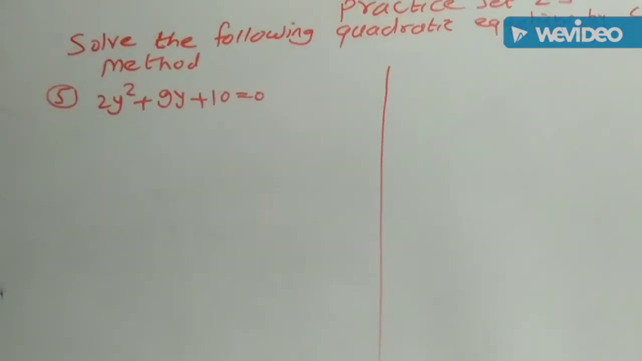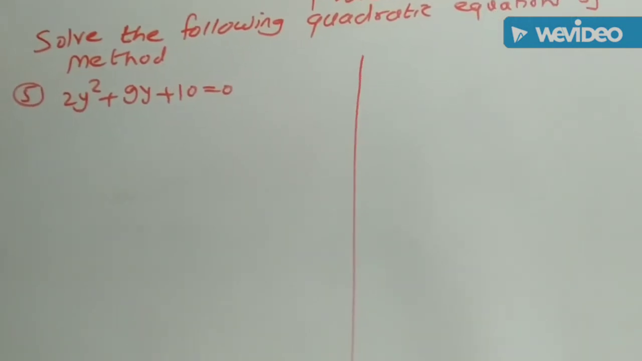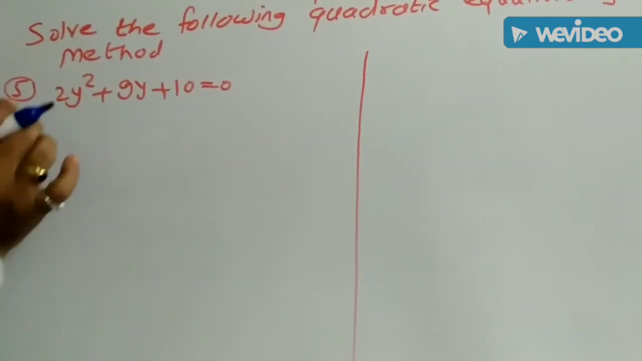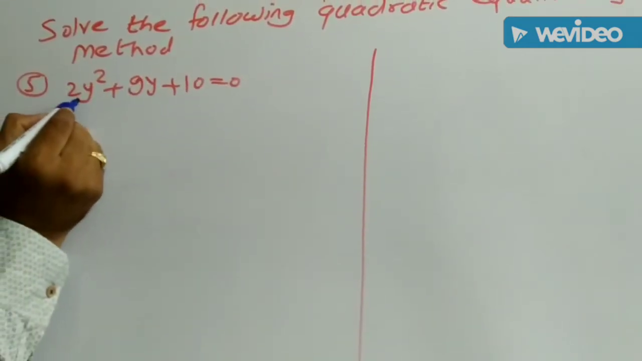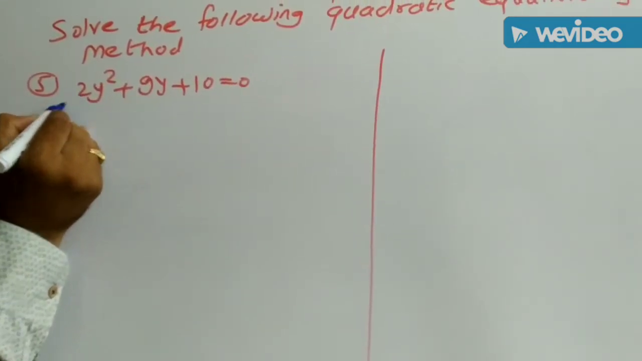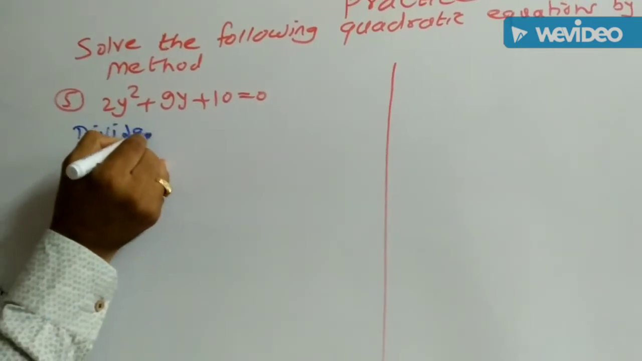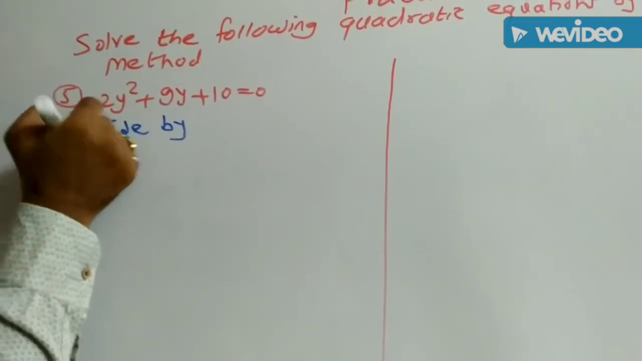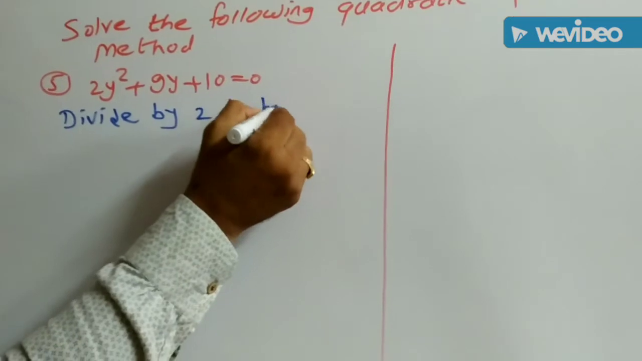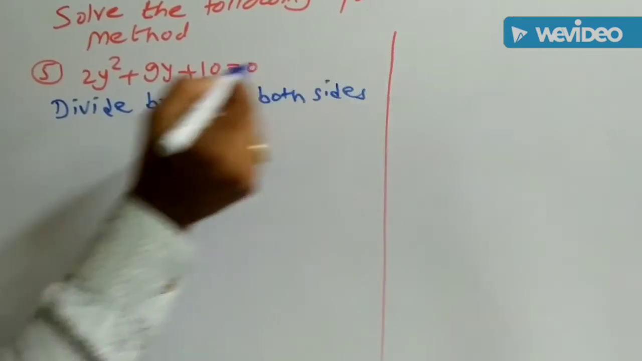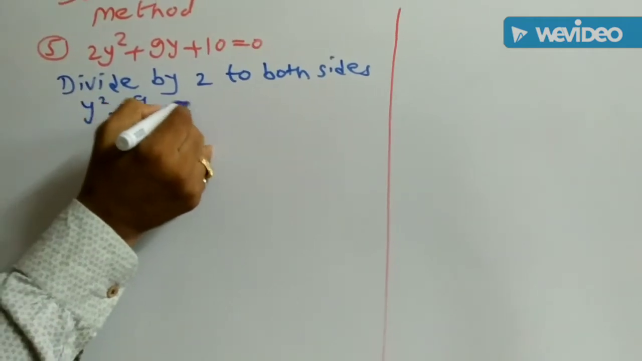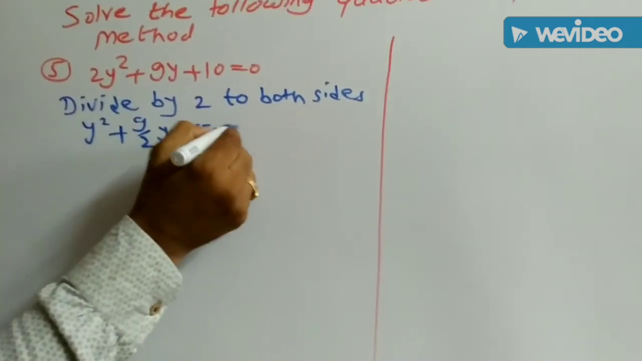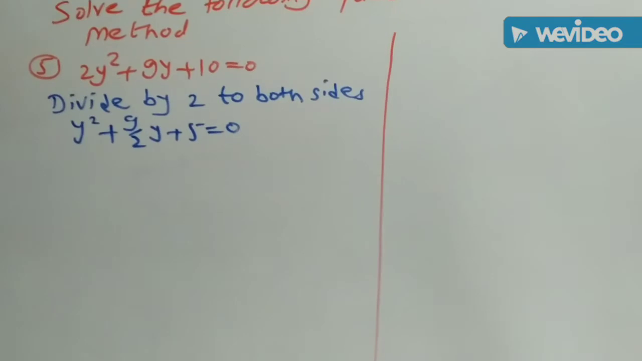The next example is 2y square plus 9y plus 10 is equal to 0. Now again it is in the form of a quadratic equation, but the coefficient of the square term is greater than 1. To make it 1, divide by the same coefficient. Here the coefficient is 2, therefore divide by 2 on both sides. We get 2 cancelled, plus 9 upon 2y, and 10 divided by 2, that is 5, is equal to 0.